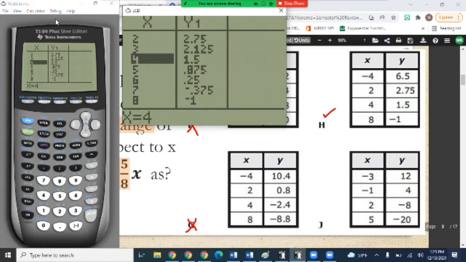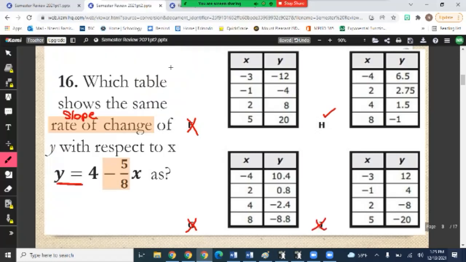Let's look at this 5. 5, a +5 gives me 0.875. It doesn't match. So yes, I know for a fact it's H because I checked every single one and I wasn't lazy and decided to only check one out of each table. Make sure you do all of that. Now copy this table into your packet.